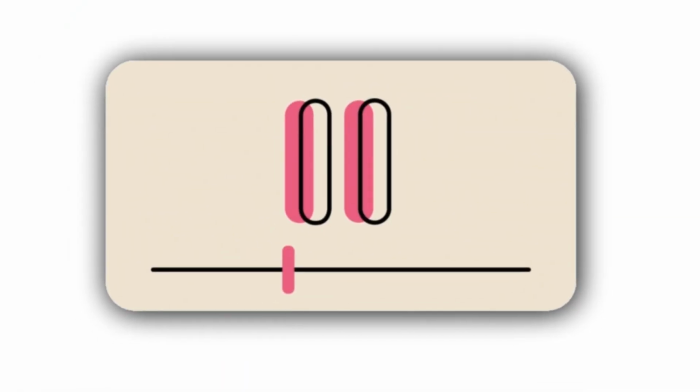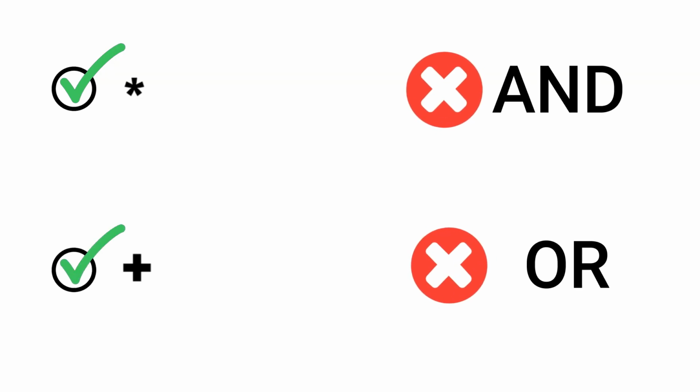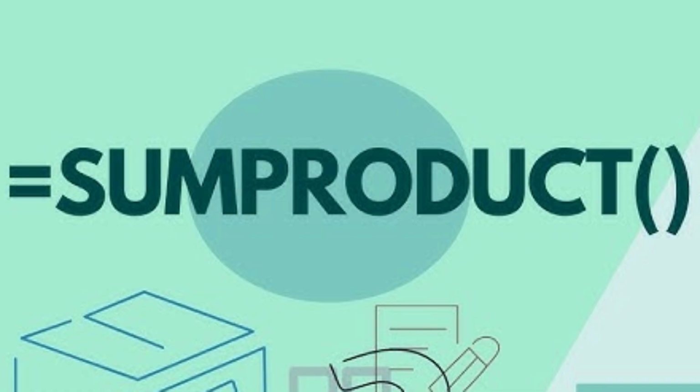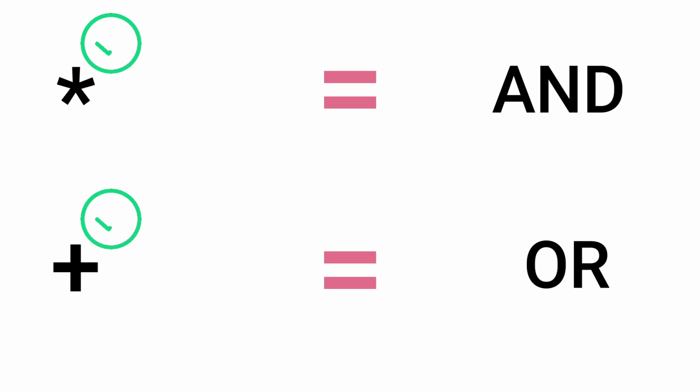In this video, I will show you how asterisk and plus sign operators can replace the old logic functions AND/OR inside modern array formulas like FILTER or SUMPRODUCT. We will compare both methods, and I will show you exactly when each one is better.